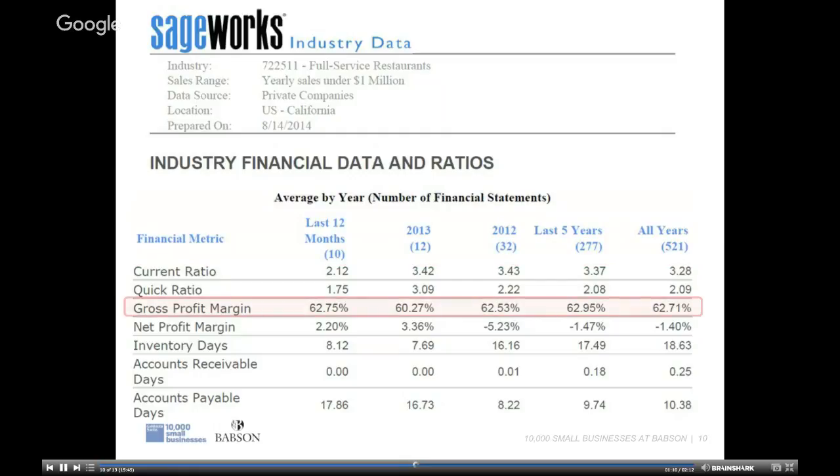We did discuss gross margin, and we can see that for the SageWorks restaurants, this number ranges from 60 to 63%, depending on the time period. If you recall, the comparable values for Mario's restaurant was in the range of 50 to 56%. This is a significant difference with several possible explanations.